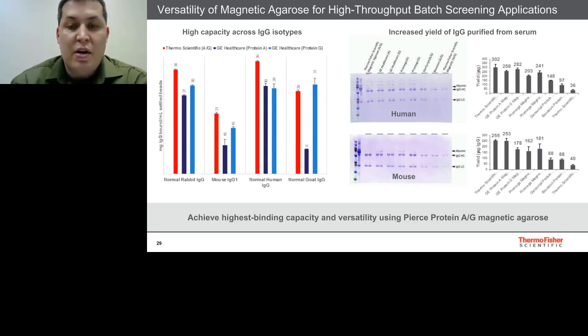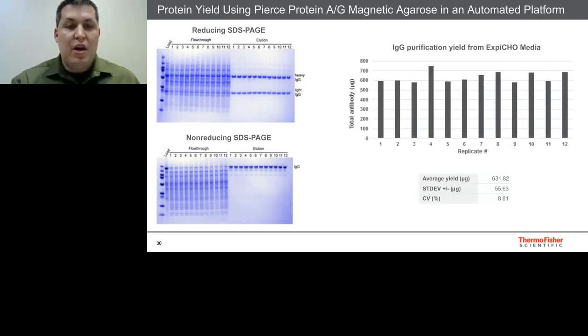However, one aspect of working with magnetic resins that truly makes it efficient is that the magnetic supports can be automated. Here we are showing a purification of a human IgG that was expressed in our XPCHO system. In this experiment, we were looking to identify how reproducible a purification on an automated system is. For this, we performed the purification on the KingFisher Duo system in 12 replicates. On the left, you can see a reducing and non-reducing SDS-PAGE looking at the purity of the human IgG that was purified. The purity on all 12 samples was near identical.